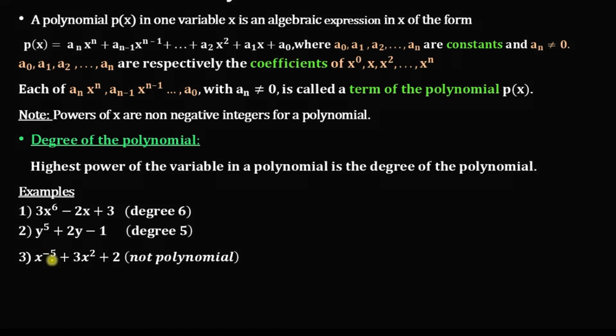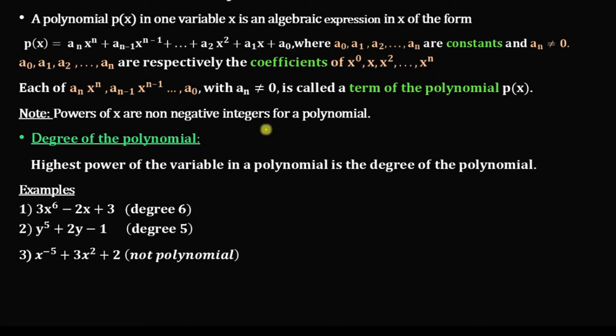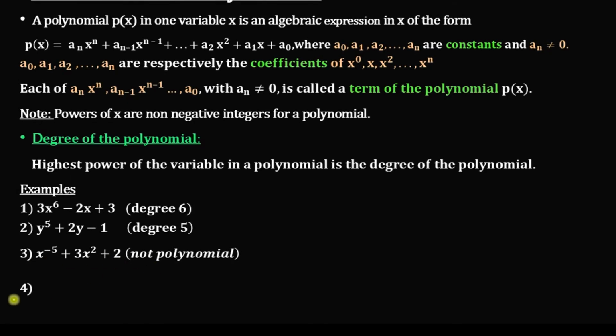Now, this is not a polynomial. Why? We want the powers of x to be non-negative integers. Here the power is negative, that is x raised to minus 5. So, this is not a polynomial. Since it is not a polynomial, there is no degree here.